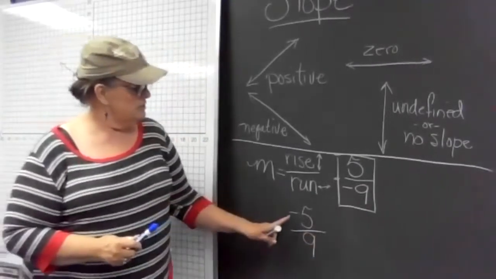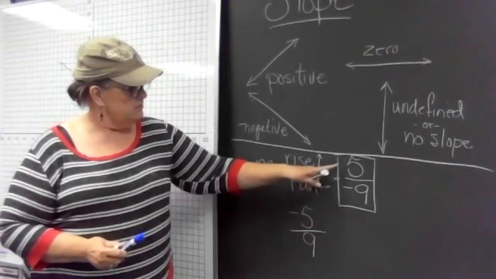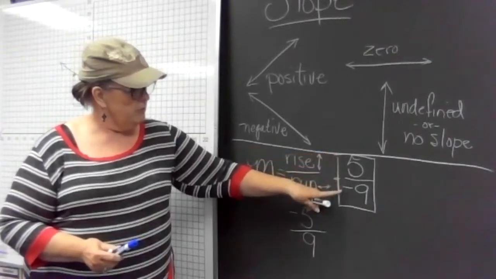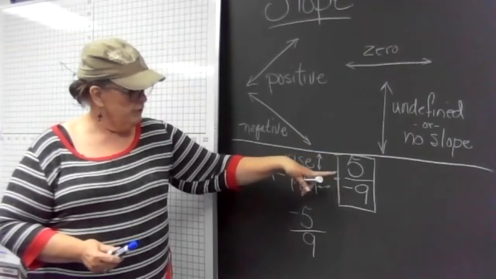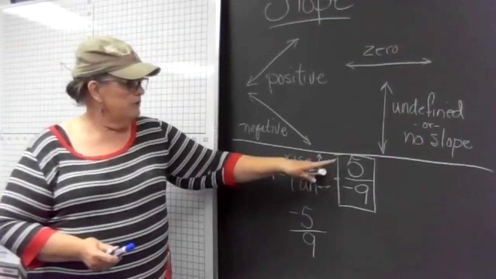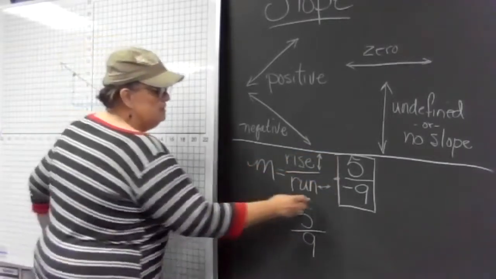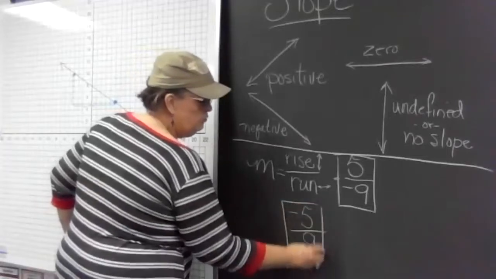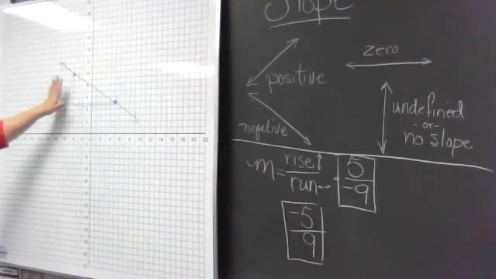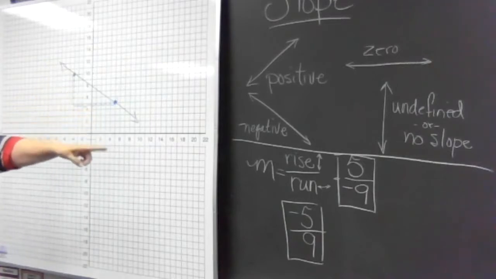As long as there is a negative anywhere in the fraction, it is the same as this. The negative can float up to the top or the bottom or right out in front, but we never have 2 negatives. We don't leave a negative and a negative if that was the case. So you can see that no matter which point you chose on that line and which direction you went from your home to your friend's home, you're going to get the same slope.